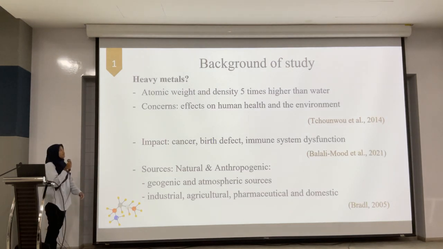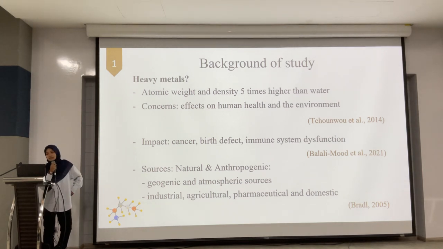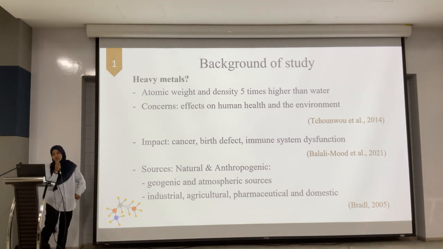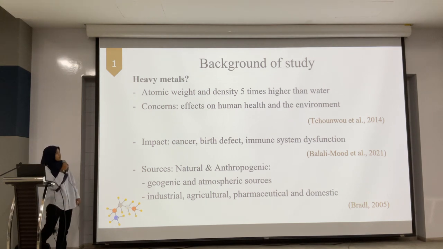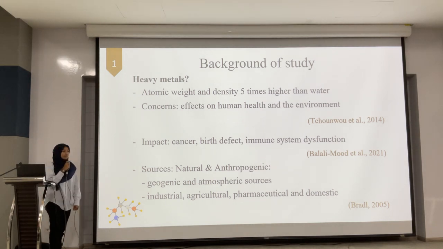Introduction. What is heavy metal? Heavy metal has an atomic weight and density 5 times higher than water. Why is it a concern? Because it can affect human health and the environment. The impact on humans and living organisms can be cancer, birth defects, and immune system dysfunction.